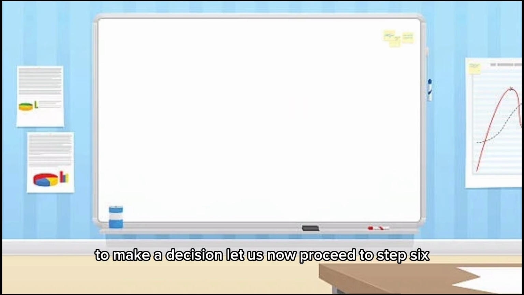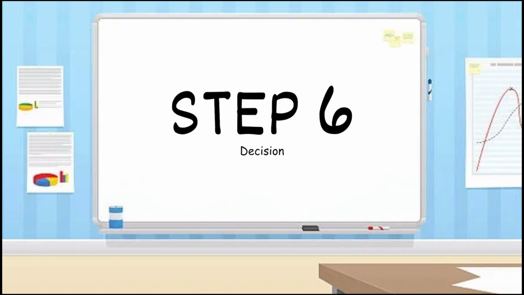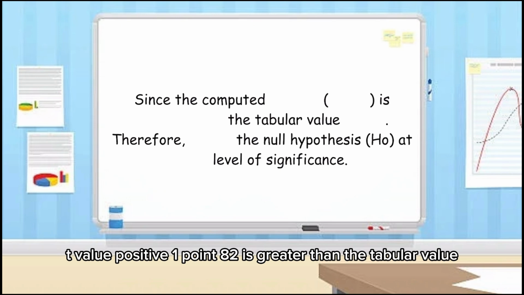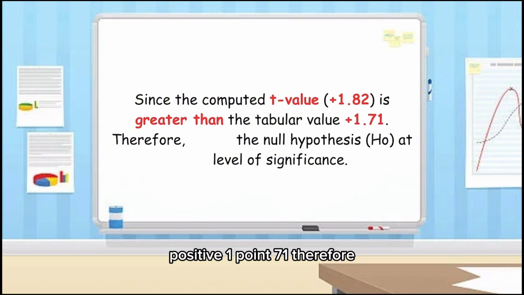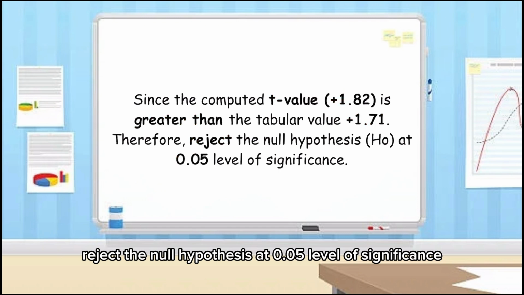To make a decision, let us now proceed to step 6. Since the computed t-value, positive 1.82, is greater than the tabular value, positive 1.71, therefore, reject the null hypothesis at the 0.05 level of significance.